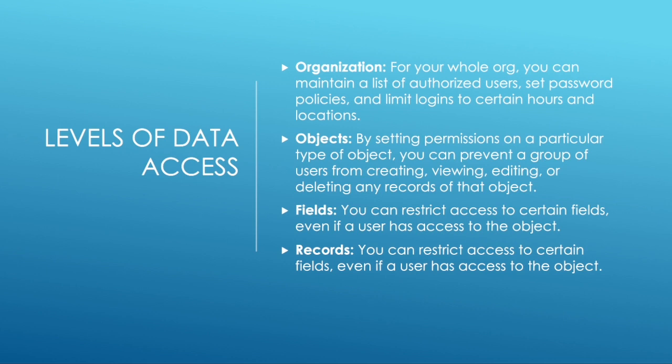And record level access, you can restrict access to certain records even if a user has access to the object. An example would be an interviewer can see and edit her own reviews but not the reviews of other interviewers. That would be an example of record level access, where you can restrict certain records.